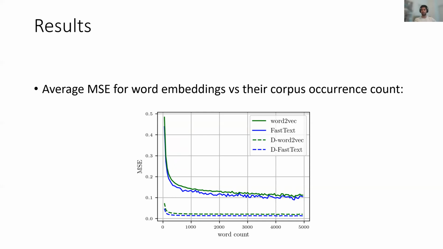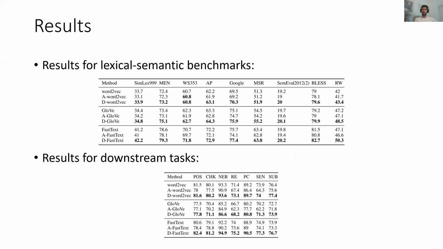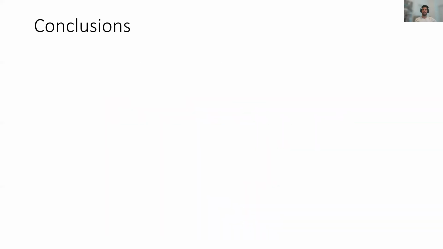We evaluated the performance of our embeddings over lexical semantic tasks, including word similarity, analogy solving, and concept categorization, as well as over several sentence-level downstream benchmarks. The results show that the denoised embeddings obtain better overall performance, substantially for fastText embeddings, and especially in the case of rare words tasks.